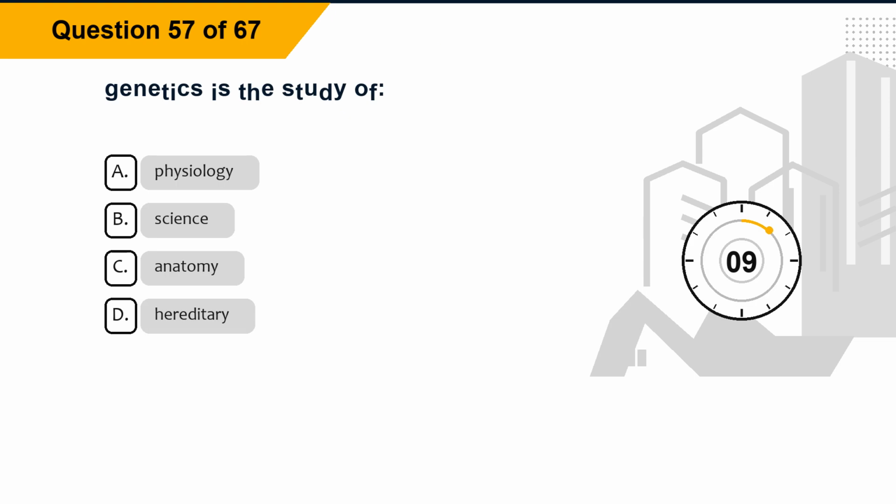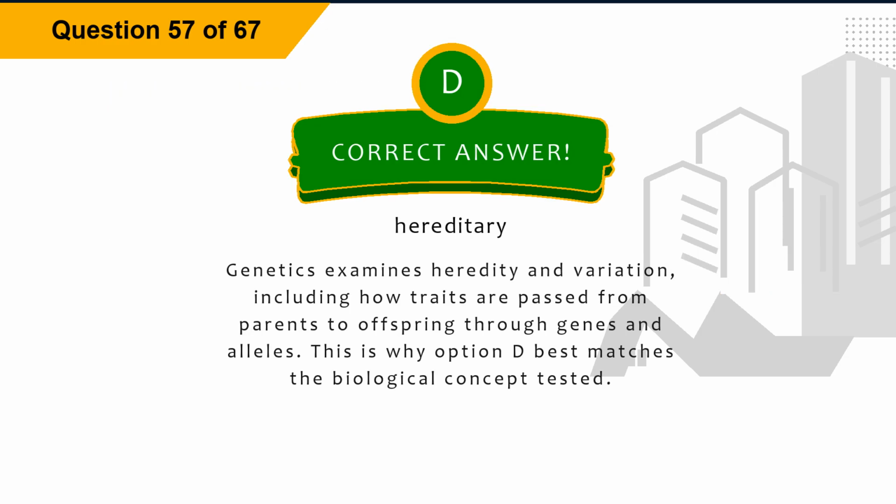Question 57. Genetics is the study of. Option A, physiology. Option B, science. Option C, anatomy. Option D, hereditary. The correct answer is option D, hereditary. Explanation. Genetics examines heredity and variation, including how traits are passed from parents to offspring through genes and alleles. This is why option D best matches the biological concept tested.